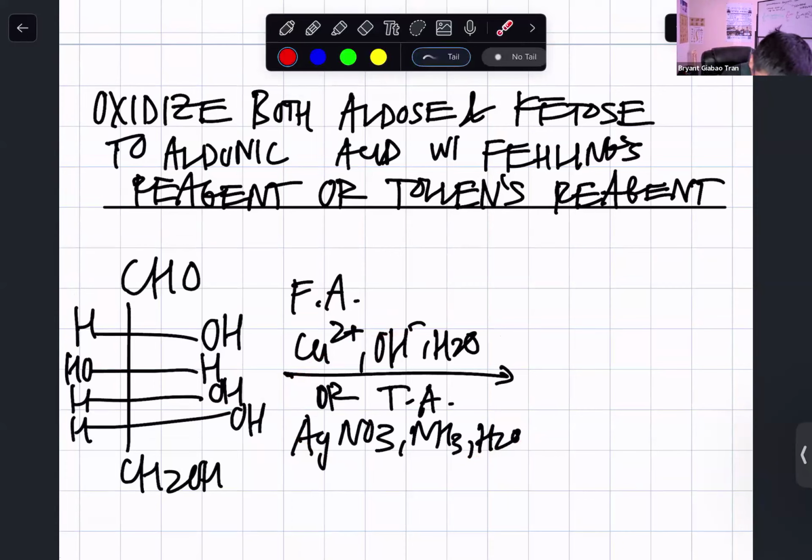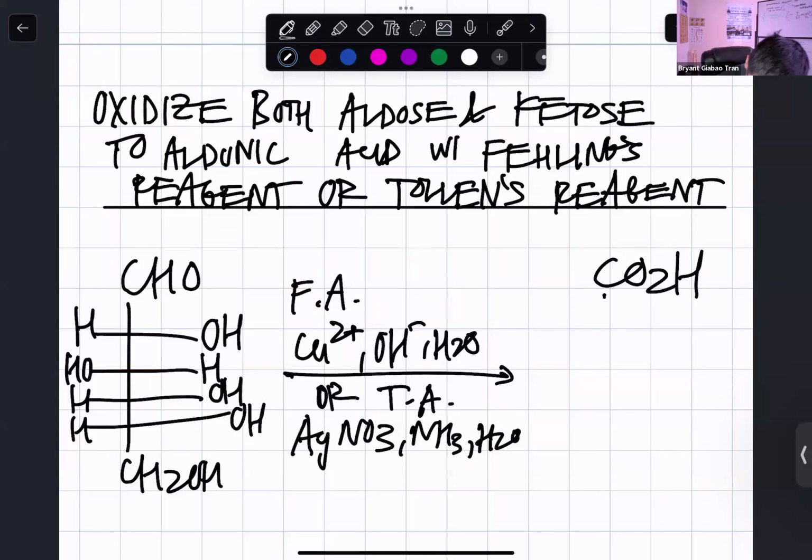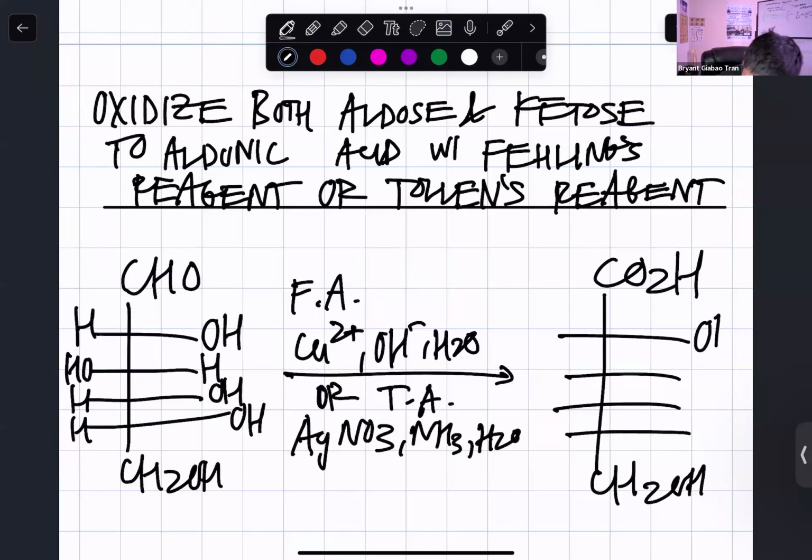gluconic acid, where we're going to oxidize this aldehyde here into the carboxylic acid. So I'm just going to assume acid workup here, where the CO2H is the carboxylic acid. Right? The bottom CH2OH does not get oxidized. Think of this as a weak oxidizing agent. It's a weak oxidizing agent because it only oxidizes the top carbon.